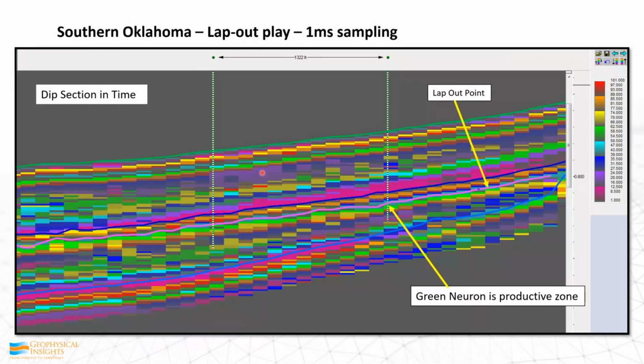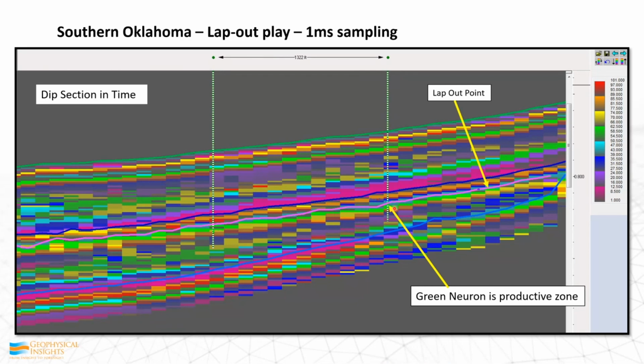This next example is some work I've been doing with some clients since 2013. And basically, it's a lap out play or a pinch out against structure in southern Oklahoma of a Pennsylvanian aged sand. And the critical part to this is you can map a reflector up to the point where it pinches out, but you can't see where the sand itself pinches out without using this type of technology.